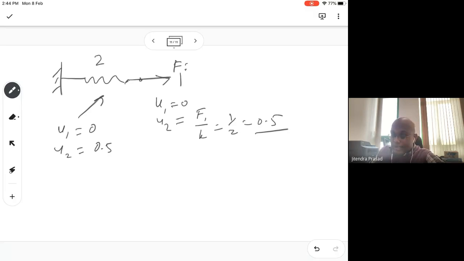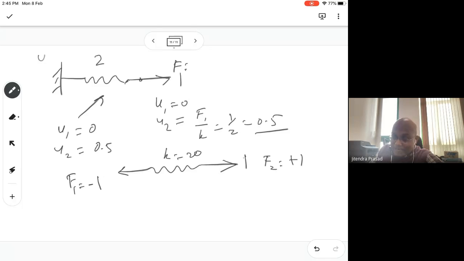Now, it's possible that we apply the same force. Let us say F1 is minus 1 Newton and F2 is plus 1 Newton, and K equal to 2. The difference between this and the previous case is that there we were specifying that U1 equal to 0, but in this case we are not specifying it, so it can be anything.